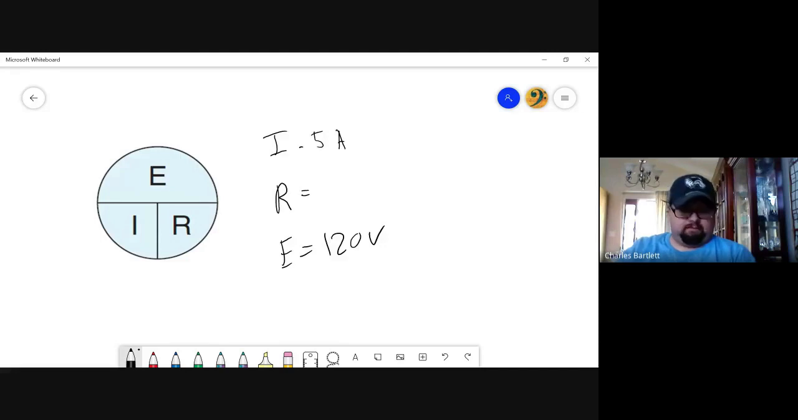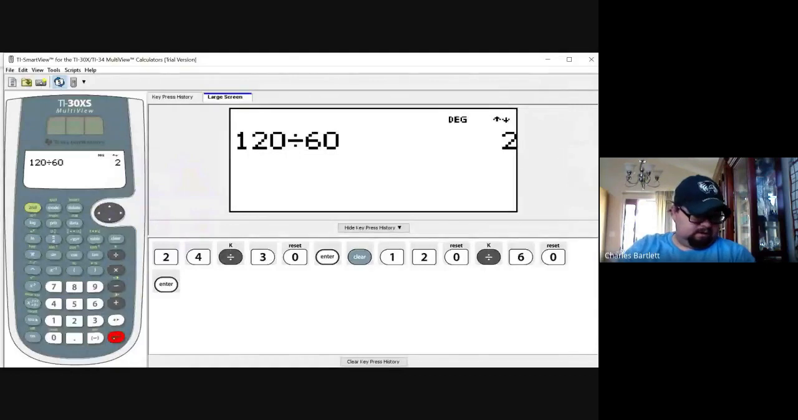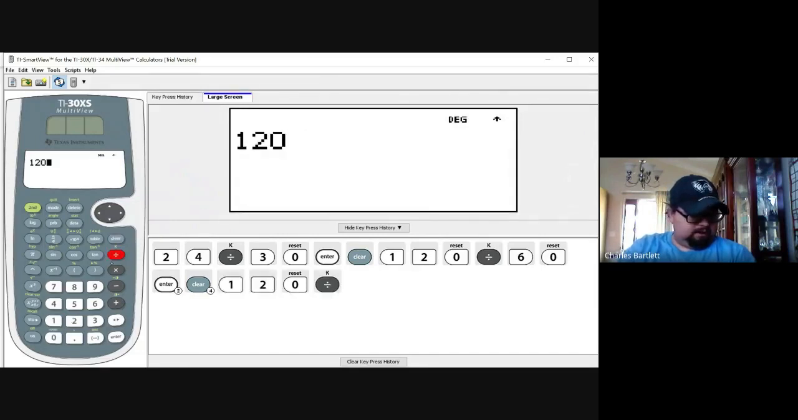So what's our equation? We have amps, we have volts. So right here, our equation would be E divided by I to get our R. Okay, so let's go over here into the calculator. Maybe I've already got that in there. And let's do that. E, which is 120, divided by I, which is 0.5.